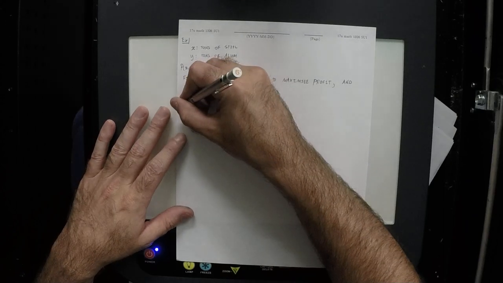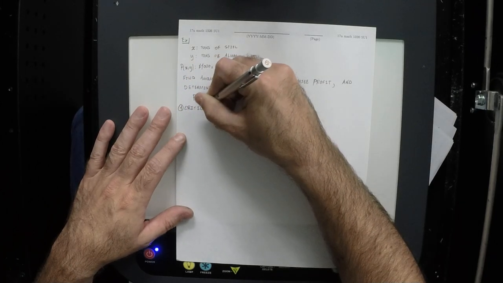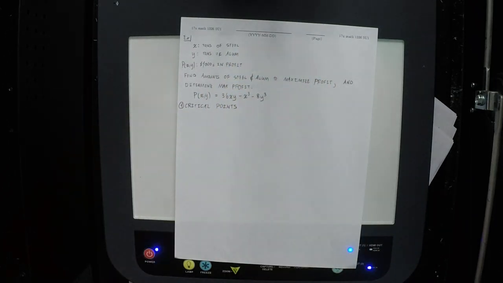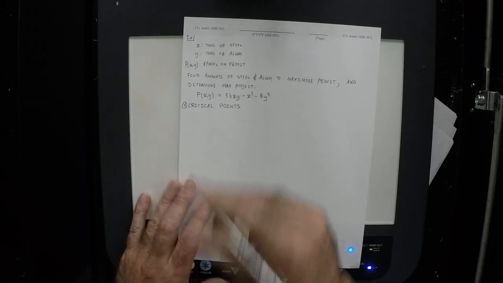Find the critical points. So we will do that. But before we do that, I want to make sure that the way forward is clear. Supposing we have found the critical points, then what? What if there's several of them? We'll test them with the second partials test, right? We'll test them. Okay.